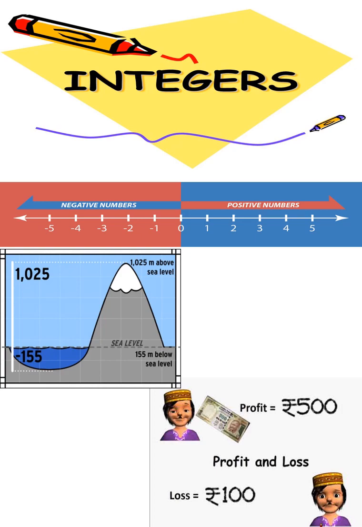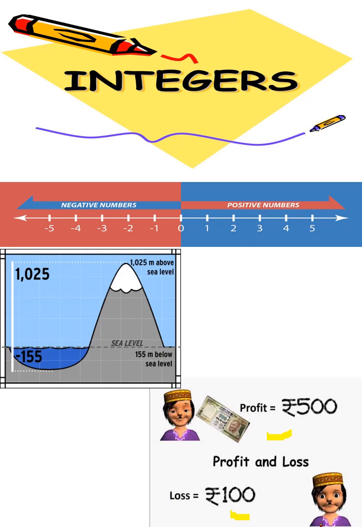The next image is of a person who had a profit of 500 rupees and a loss of 100 rupees. So we can say that a loss number can be written in a negative form, or a profit number can also be written in a positive form like in the first image. Have you ever thought what all these numbers are, which are positive and negative? Today we will talk about a chapter of class 6, that is integers.